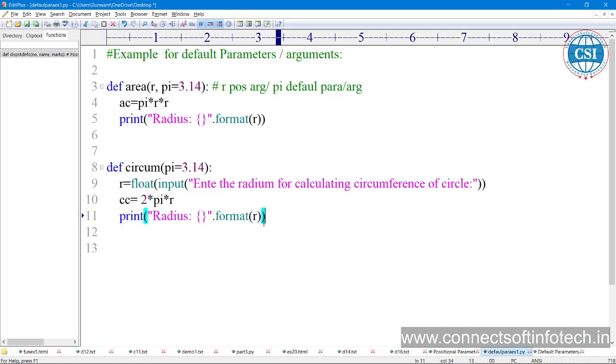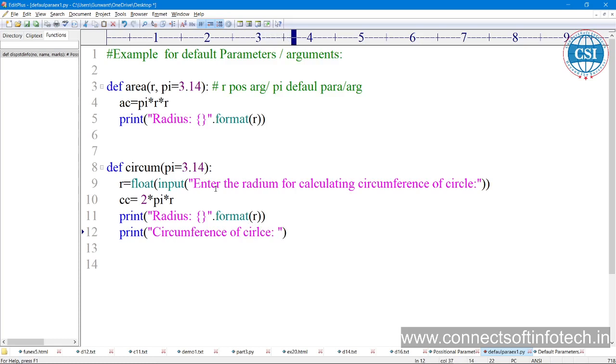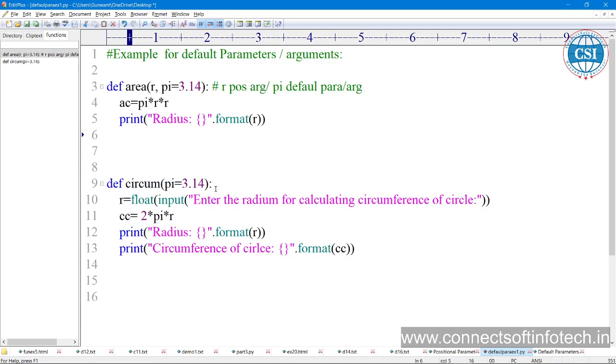एरिया निकालने के लिए रेडियस अलग ले रहे हैं, सर्कमफरेंस निकालने के लिए रेडियस अलग ले रहे हैं. So now we can print here radius. Okay, circumference of circle is equal to this one, dot format of cc. Okay, now we can print here radius is equal to this one, and I want to take from keyboard.